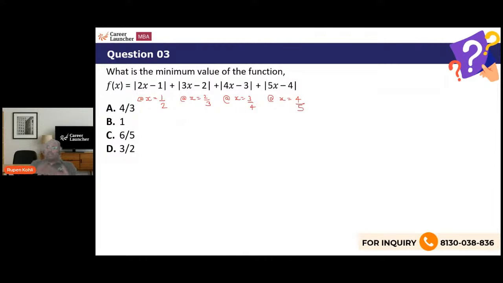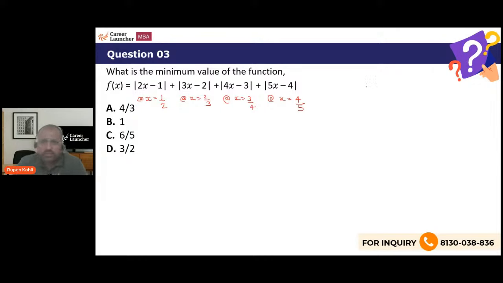To minimize any modulus function, we should try to make the input 0, right? Now, the point is that here we're adding 4 modulus terms. The 4 modulus terms are becoming equal to 0 at different values of x, not the same value of x. So there is a kind of competition amongst the 4 terms as to which term should be put to 0 so that the function is minimized.